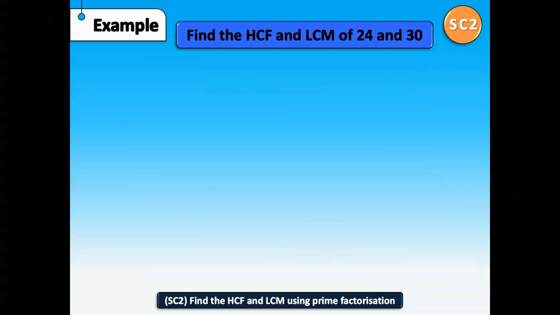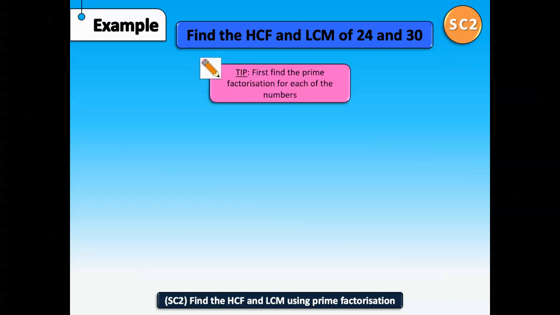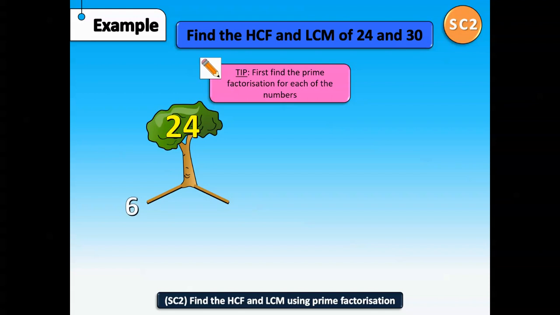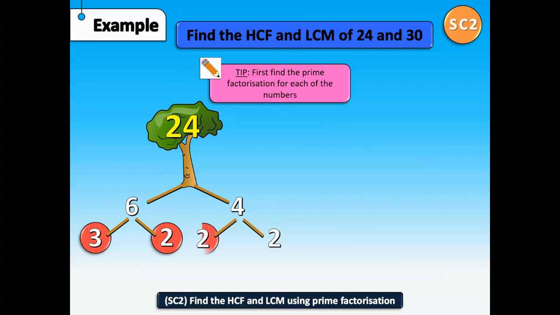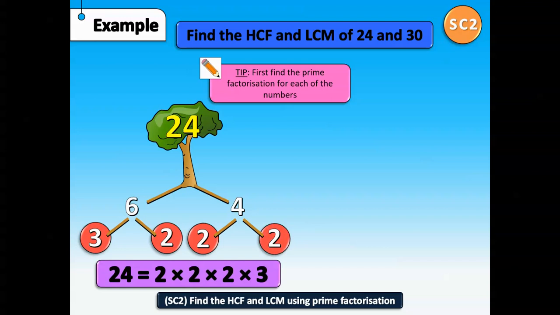So we want to find the HCF and LCM of 24 and 30. So first, we find the prime factorisation for each number. So we can do 24, 6 and 4. Neither of those are prime, so we circle neither of them. 6 is 3 times 2, and 3 and 2 are both prime. And 4 is 2 times 2, and 2 is prime. Well, 24 is 2 times 2 times 2 times 3.